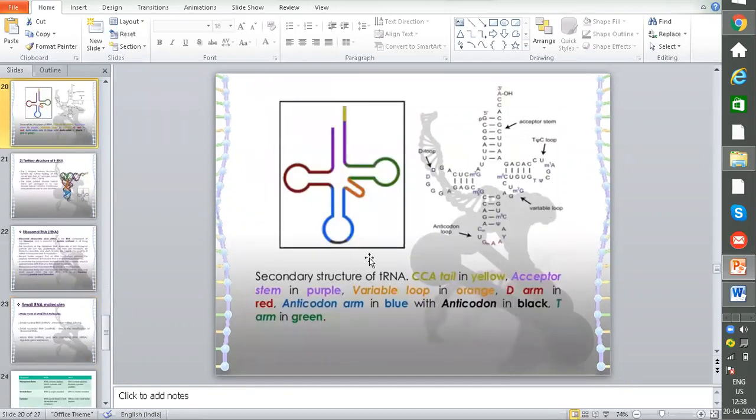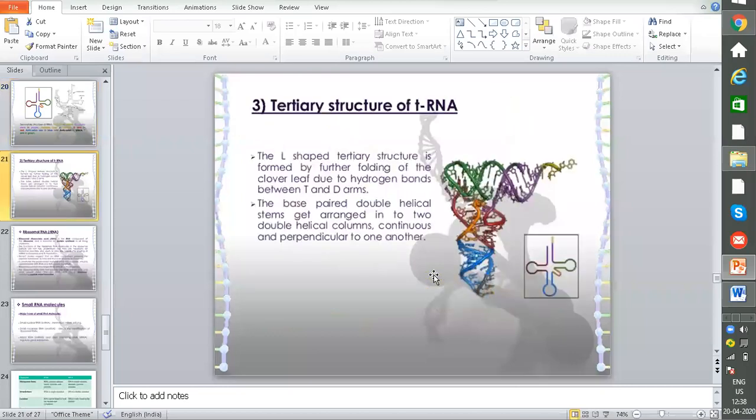See here. So this is the D arm. This is the T arm. This is the acceptor arm. This is the anticodon arm, and this is the variable or extra arm. And the next one is the tertiary structure of tRNA.